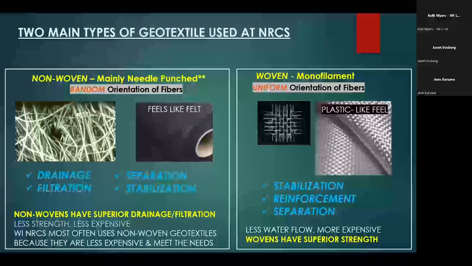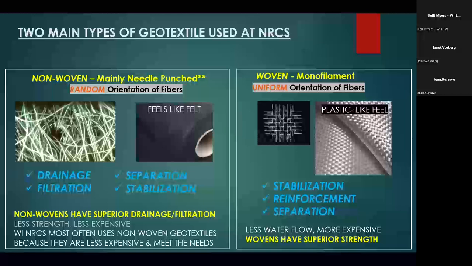Everybody's probably heard of non-woven. We use that a lot, but there are also the woven type geotextiles. The non-woven feels more like a felt, and when it's made it has a random orientation of the fibers. It's not a pattern of any kind, whereas wovens tend to be more of a plastic feel because they're manufactured in more of a pattern. The openings and how they're put together is more of a pattern, whereas non-woven is more random.